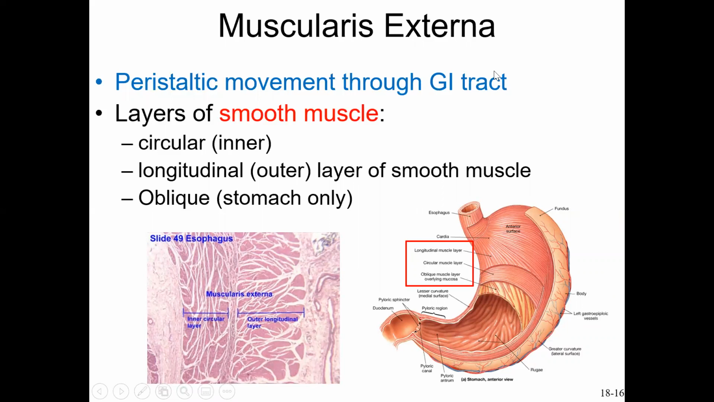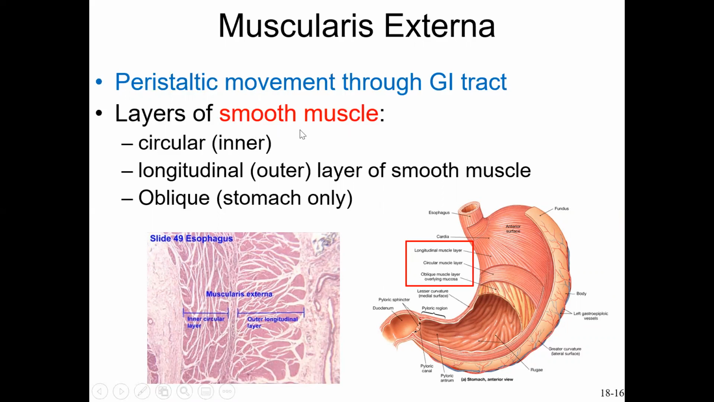Okay, so here we are in the muscularis externa. What would be the tissue type that makes up the muscularis externa? It's a muscle, because there it is right in the name, and it can't be cardiac muscle because cardiac muscle is only found in the heart, and it can't be skeletal muscle because skeletal muscle creates movement by pulling on the skeleton. So it has to be smooth muscle.